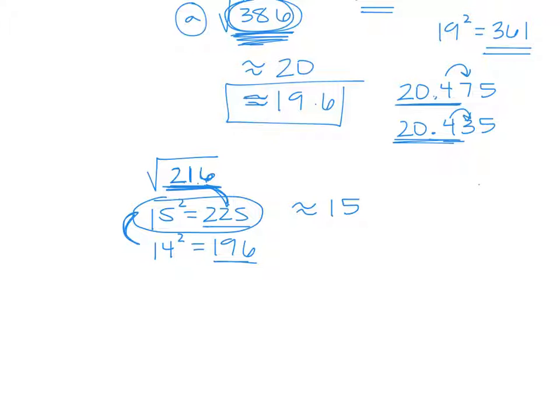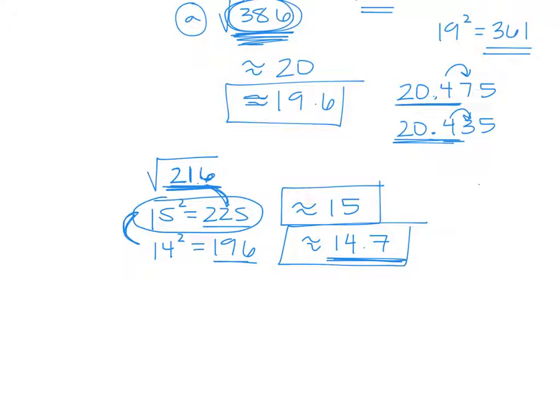14.7. Okay, so we know it's somewhere around 15. If we want to be a little more precise, 14.7 would be to the nearest tenth. Questions on that? Okay.